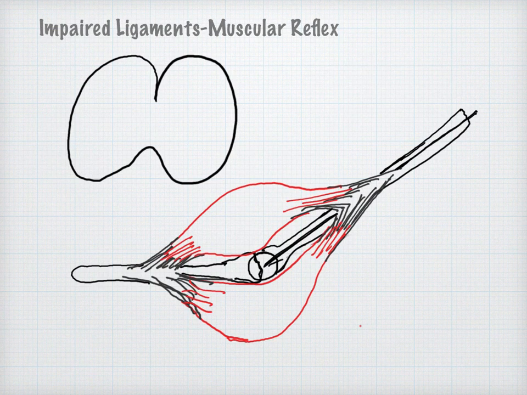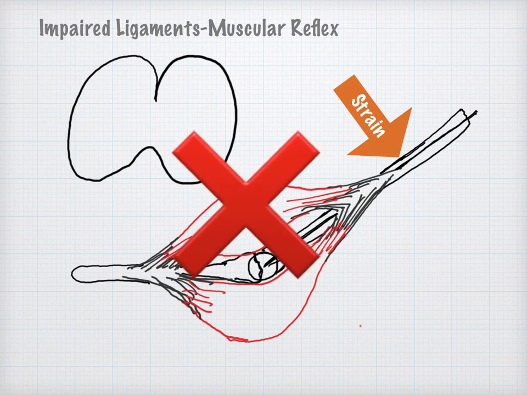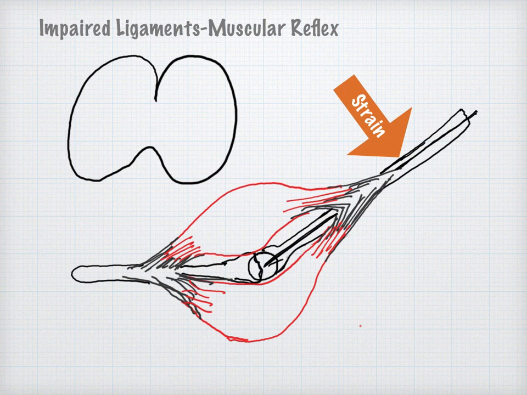The third is impaired ligamentous muscular reflex. Dysfunction may result from a protective reflex that occurs when ligaments and related myofascial structures are placed under strain. A localized strain in a ligament can reflexively inhibit muscular contractions that increase the ligamentous strain while stimulating muscular contractions that reduce the strain.